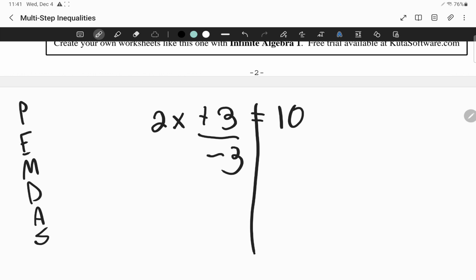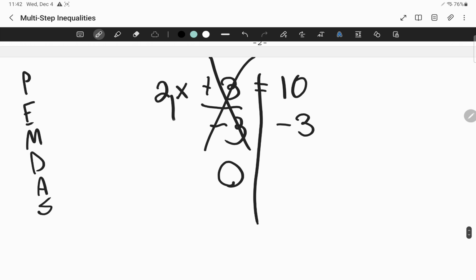It's going to be a -3. That's what's going to make that into a 0. So I'm going to have a 0 now. Okay, so that cancels out. But like we said, we have to balance out the equation, meaning if I do something to one side of the equation, I have to go ahead and do it to the other. So on the other side, we're also going to have to subtract by 3.